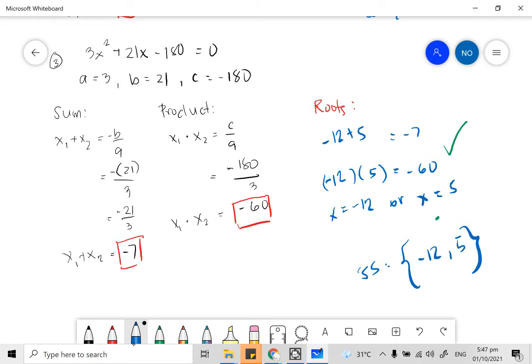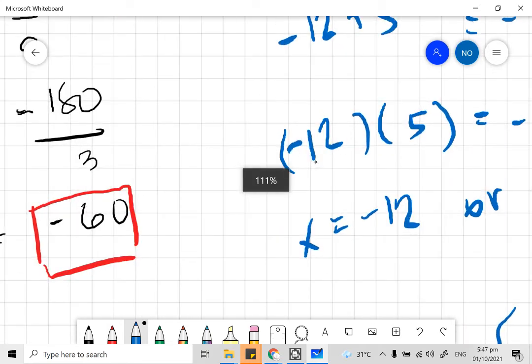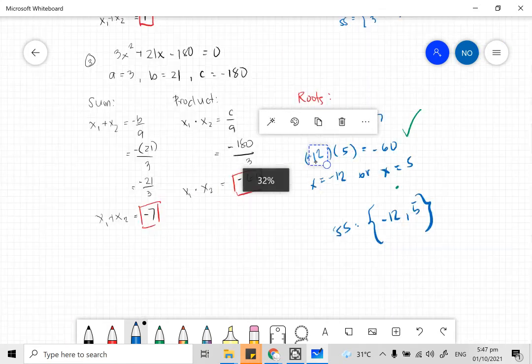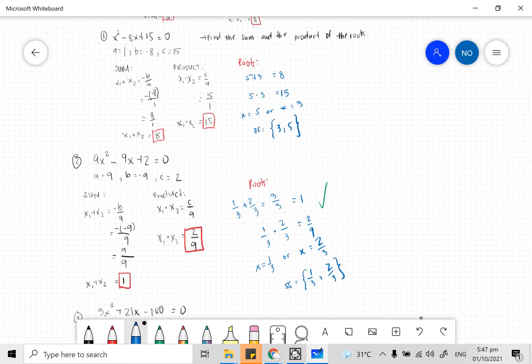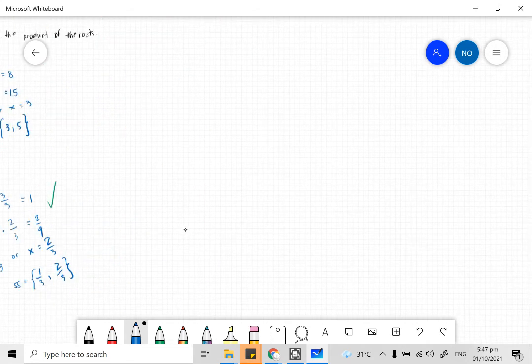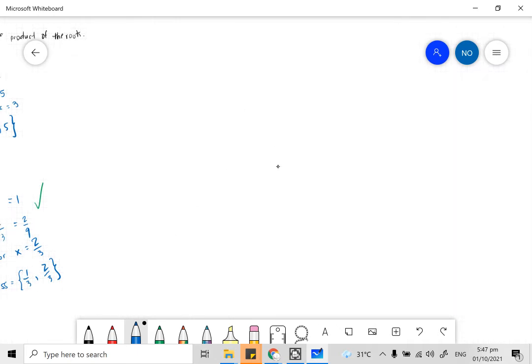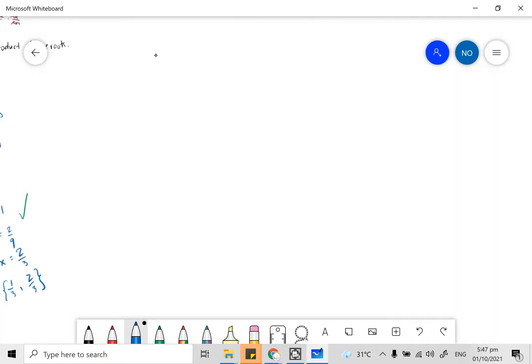Alright. Ngayong class, alam nyo ba na gamit ang sum and product, no, pwede nating ma-determine yung quadratic equation. So, kung kanina, hinanap natin yung sum and product, ngayon naman, given yung sum and product, aalamin natin kung ano yung quadratic equation.